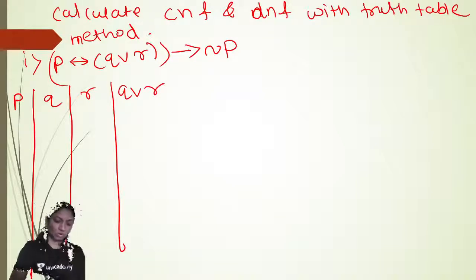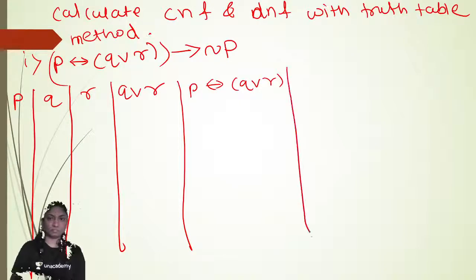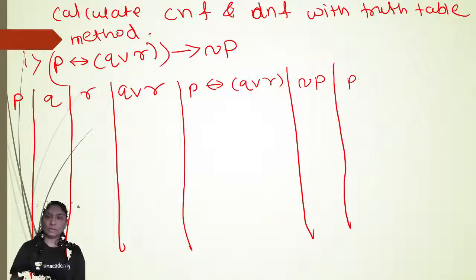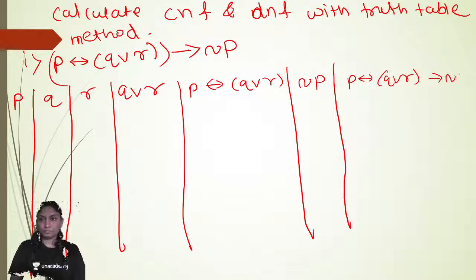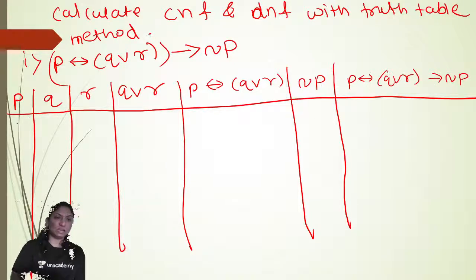right? Here Q or R, then P double implies Q or R, negation of P, then P double implies Q or R implies negation of P, right? A के एग्जाम्पल में CNF DNF निकालेंगे.